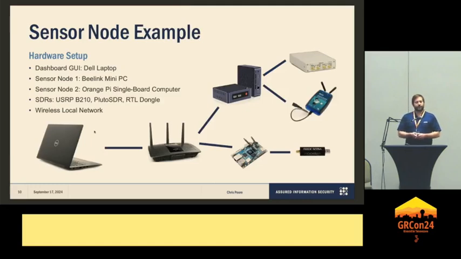So here's kind of an example of what I'm talking about. You have a laptop that has the FISSURE dashboard GUI. It's connected to a Wi-Fi network. And then you have two sensor nodes. One might be a mini PC with a couple SDRs connected to it. Another might be a single board computer with another SDR connected to it. So this is what I'm talking about when I say remote sensor node.